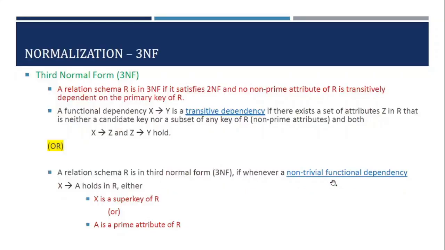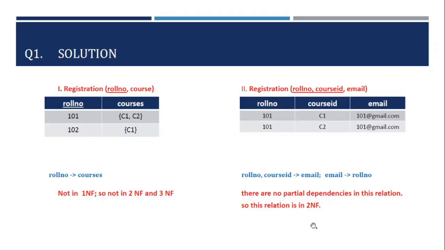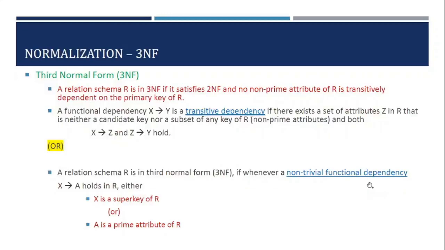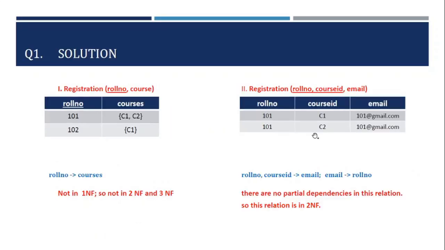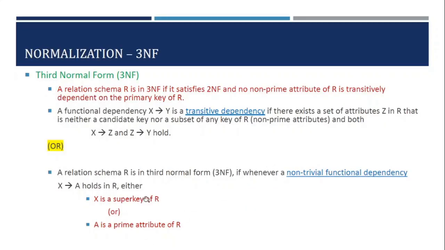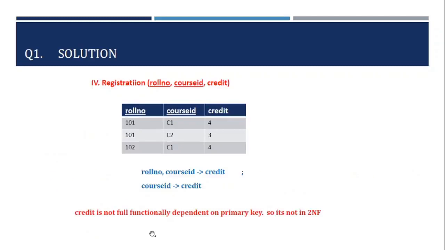But what about roll number? The right hand side is a prime attribute. What do you mean by prime attribute? It should be a part of the primary key, or it should be part of a candidate key. The primary key of this table is roll number comma course ID, and roll number is a part of the primary key, so it is a prime attribute. So as per the general definition of third normal form, this schema 2 is in third normal form. Both these functional dependencies hold in the schema, and it also satisfies the general definition of third normal form. So the second schema is in 3NF.